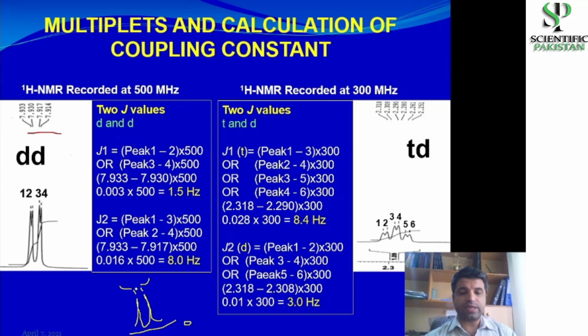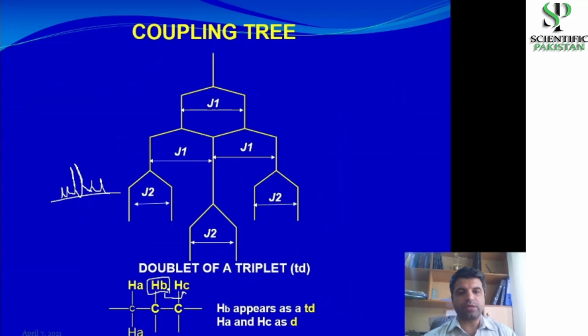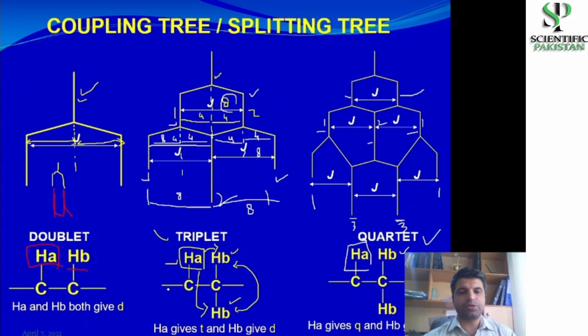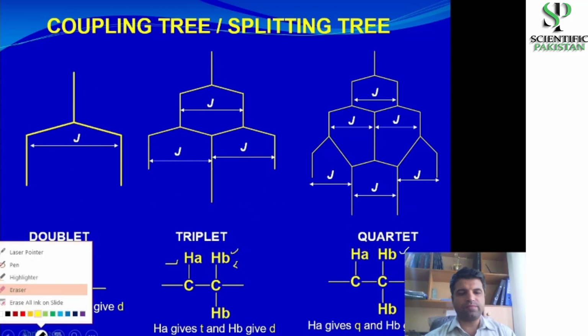So what you do is take a difference of these two, subtracting the lower value from the higher value, and then multiply it by the frequency of the spectrometer on which the analysis was carried out. So this is how you can calculate the coupling constant values. Now I'll take you back to the splitting trees here, and let me erase this. Okay, so we have the splitting tree.